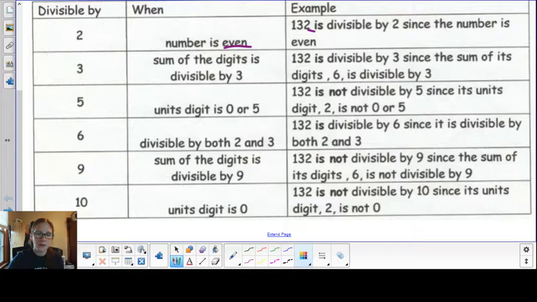Now 3 is a little bit different. In 3, we use the sum of the digits. Remember, sum means to add. So if I add 1 plus 3, I get 4, plus 2 more, 6. And since the number 6 is divisible by 3, your answer is yes. 132 is divisible by 3.